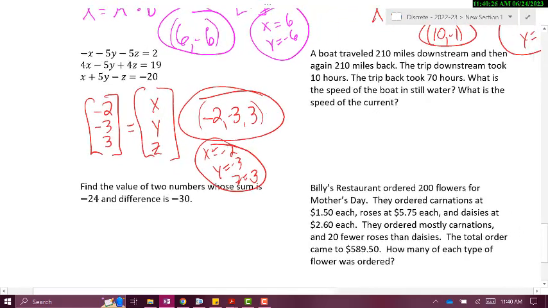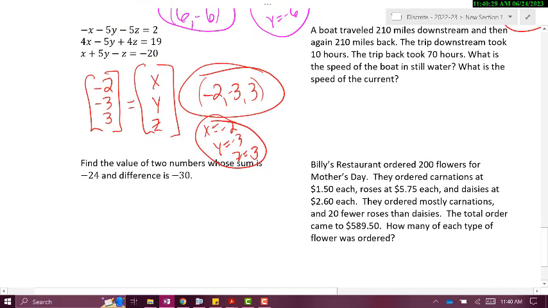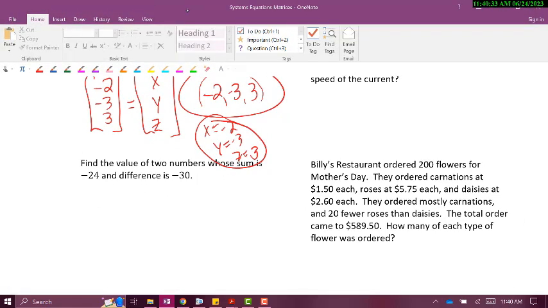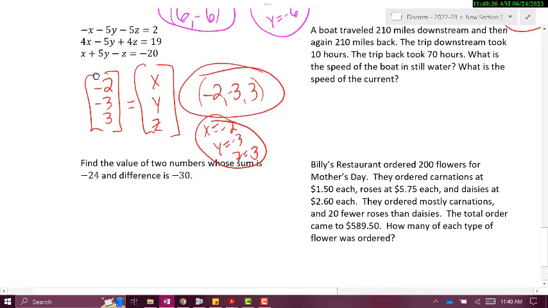Now we got some word problems. Let's do these real quick. We'll call it a day. Find the value of two numbers whose sum is -24 and difference is -30. Now, you could probably figure that out pretty quickly. But if I want a system to do that, I got two numbers, x and y, don't know what they are. But I know that if I add them, I get -24. And I know that if I subtract them, I get -30.